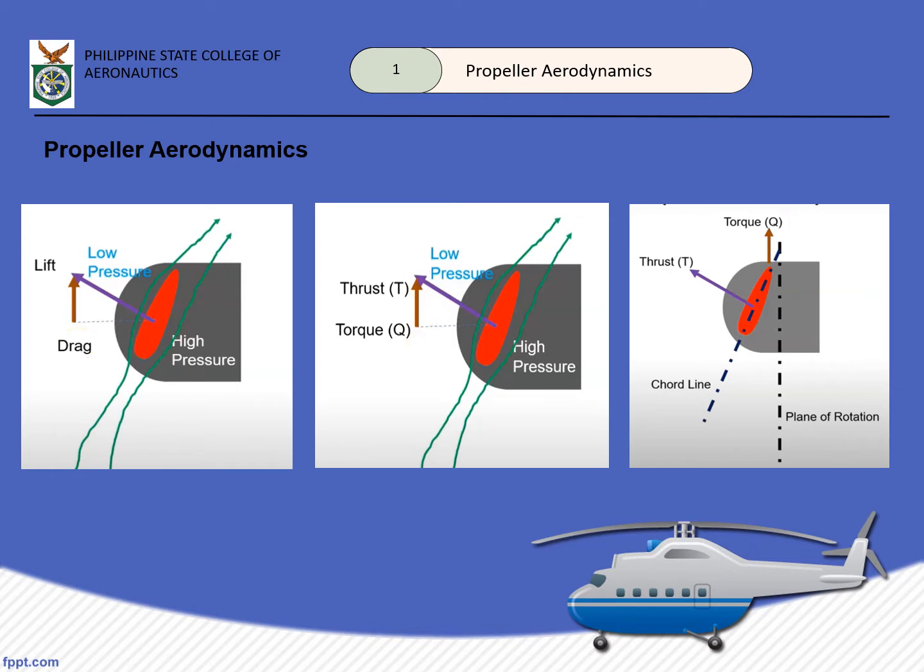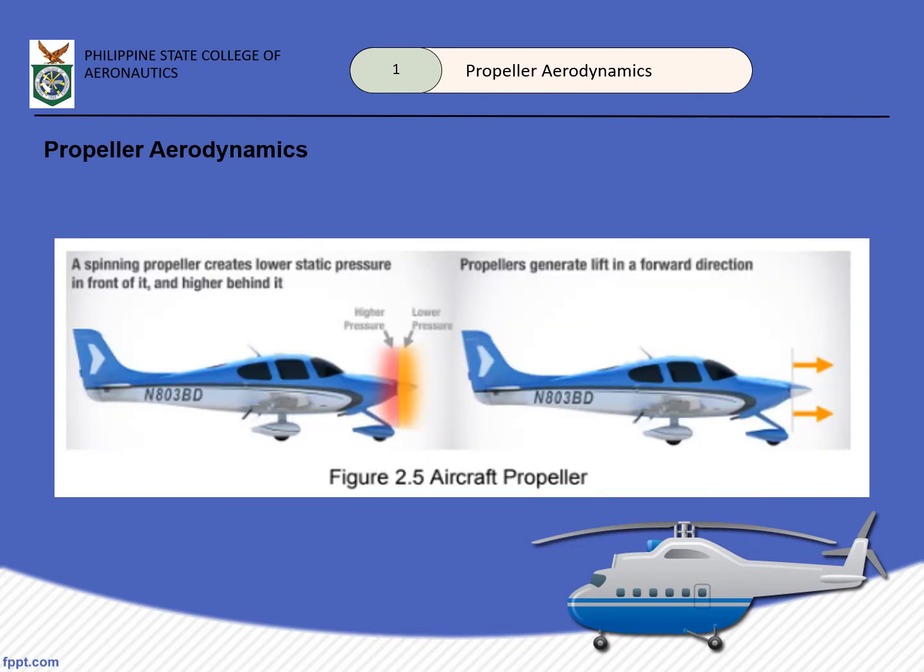So, all of this is in line with Newton's third law. The amount of thrust a propeller produces depends on the air mass and its acceleration towards the rear. Thus, with equal RPM, the smaller propeller delivers less thrust than the larger one. Let's have another figure right here. So, a spinning propeller creates lower static pressure in front of it and higher behind it. So, propellers generate lift in a forward direction rather.